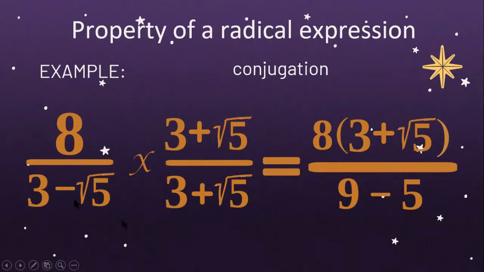Okay, so conjugation, when we multiply these two terms, the answer would be the square of the first term, which is 9, 3 squared is equal to 9, and then the square of the square root of 5, which is 5. Okay, so the radical sign will be removed. So that would be 9 minus 5. And then the 8 and the 3 plus square root of 5 will be multiplied as well, and then simplify it. Okay, so that's how conjugation works.